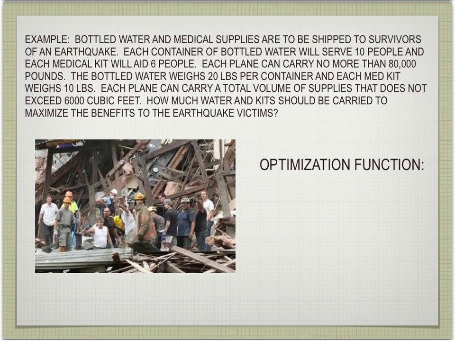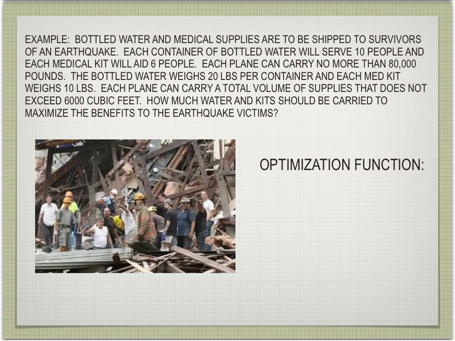Alright, so here we have a pretty real-life example. Let you kind of read through it. The idea is there's been an earthquake. We're trying to send some aid to help these people with the earthquake. And just some key things to note here. We're going to try sending bottled water and medical kits. So for the bottled water, every case will serve 10 people. Every medical kit will aid 6 people.